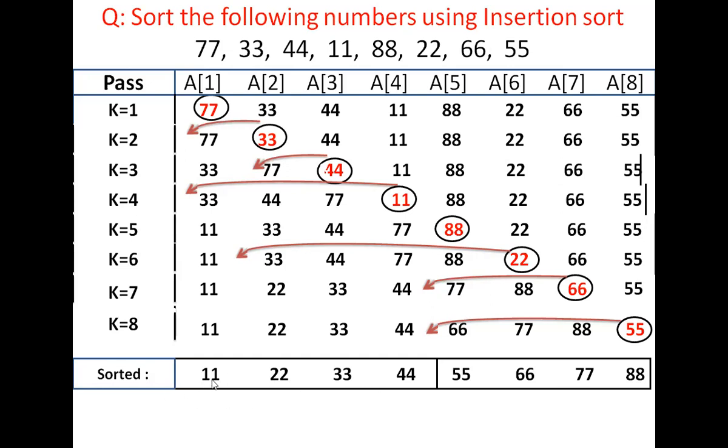Now finally, if you print this array, you can see the numbers arranged in sorted order: 11, 22, 33, 44, 55, 66, 77 and 88. This is how the insertion sort algorithm works to sort a given set of numbers.